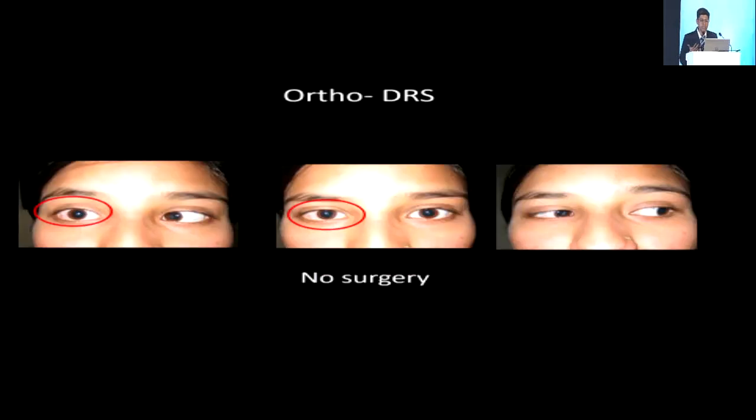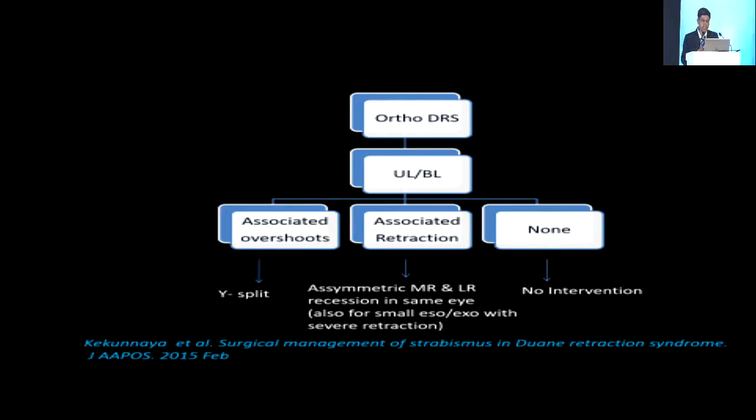Finally, ortho Duanes, you would not touch unless there is retraction. And if there is retraction in ortho Duanes, then you will have to do again differential recession of the lateral rectus and the medial rectus so that there is no consecutive deviation in the post-op period. So you only do surgery if there is significant retraction in ortho Duanes, and that is the only indication for intervention.